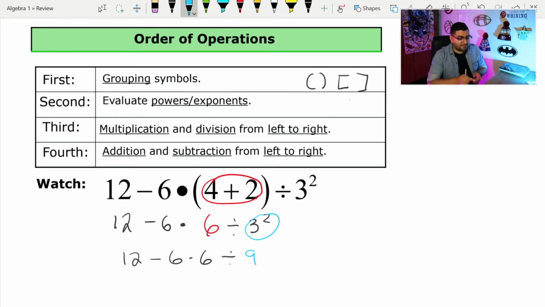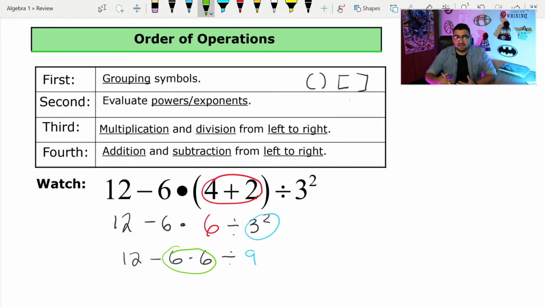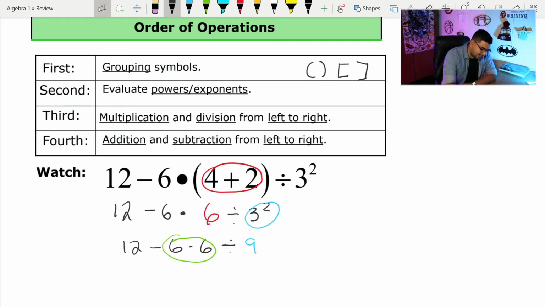That means I'm going to multiply or divide whenever it pops up, but I'm going to start on the left and work my way towards the right. Starting from the left, I first see 12 minus 6. That is subtraction, not multiplication, so I don't worry about that. Then reading this problem, 6 times 6, 6 multiplied by 6. I now see multiplication, so I'm going to multiply that out. Negative 6 times 6 would get me negative 36, and divided by 9 will stay the same.